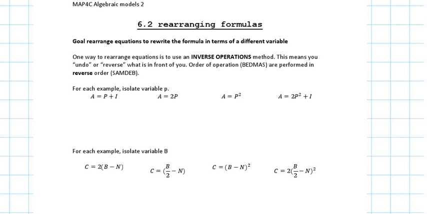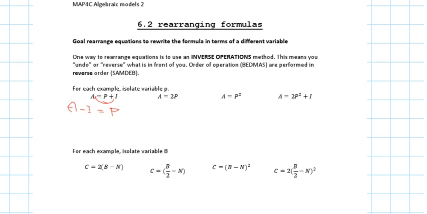So let's look at these examples. For example 1, it's asking me to isolate for the letter P. So my first equation is A equals P plus I. How do I isolate for P? Bring the I over, right? So to bring the I over, it is minus I, equals P. Did I isolate for P? P by itself? Yes. Okay, so what I did here is what we call the opposite operation.